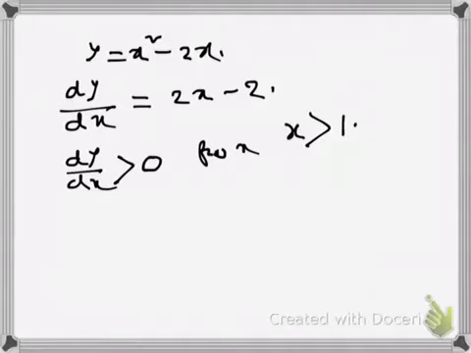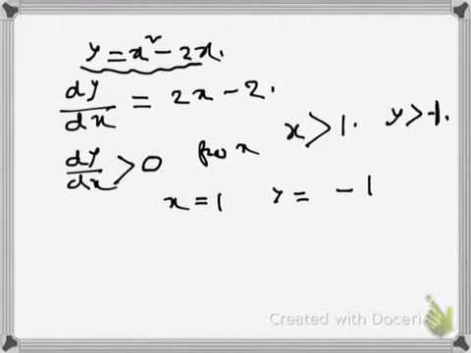And for x greater than 1, when x is equal to 1, y is equal to minus 1. So of course for x greater than 1, y will be greater than negative 1. So we need to find the inverse function for that domain, x greater than 1, when the function is monotonically increasing, because otherwise this function will not have an inverse function.